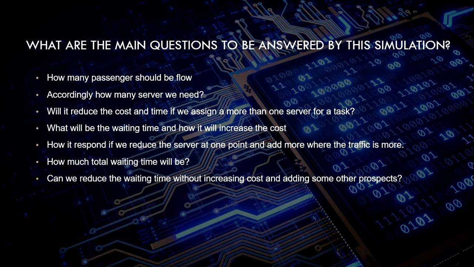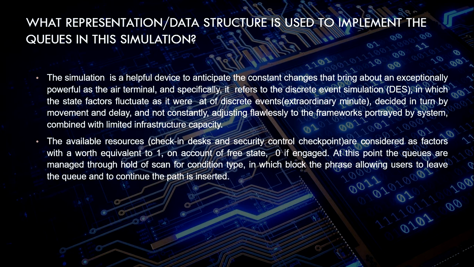If we don't need too many servers, we can reduce the space. But if we think that the traffic is higher, and we increase some more servers, then it will reduce the waiting time, and the traffic is reduced. How much will the total waiting time be, and can we reduce the waiting time without increasing cost and adding other prospects? As we know, for this we need some data structure.